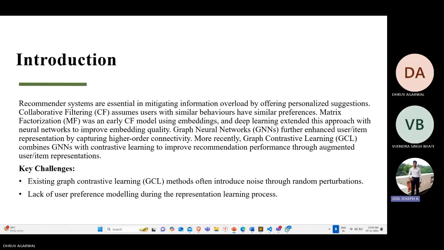And the key challenges we are facing: existing graph contrastive learning methods often introduce noise through random perturbations, and lack user preference modeling during the representation learning process.